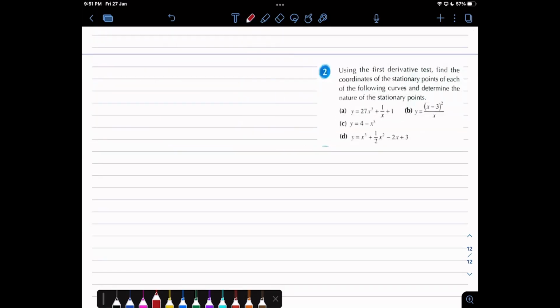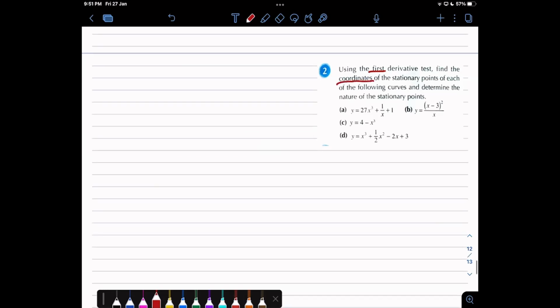So here we're gonna deal with 2b. What is it? First derivative test. Okay, good. Don't need to do the first, don't need to do the second. Find the coordinates of the stationary points of each of the following curves and determine the nature of the stationary points. Coordinates, nature. Please find your x, comma y. Let's go. Question 2b.